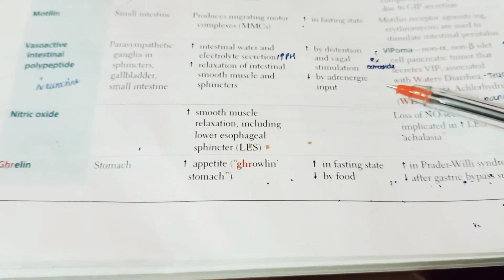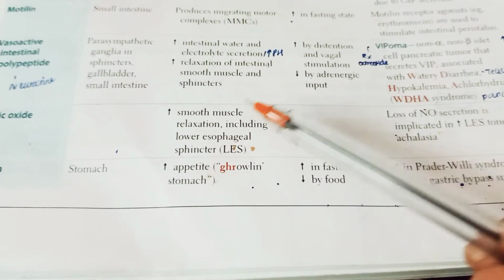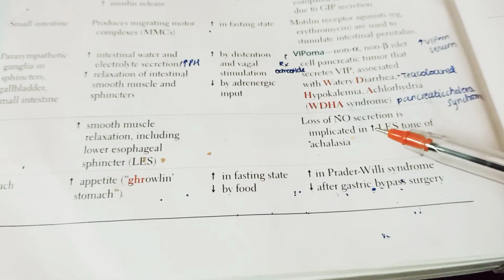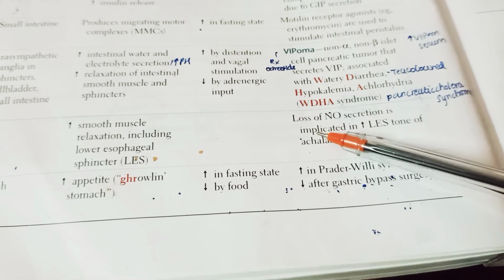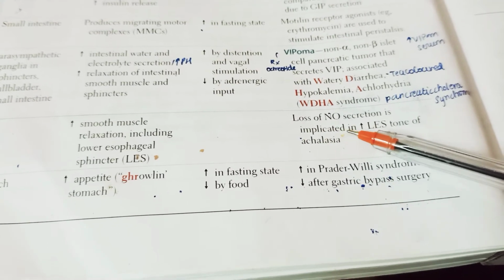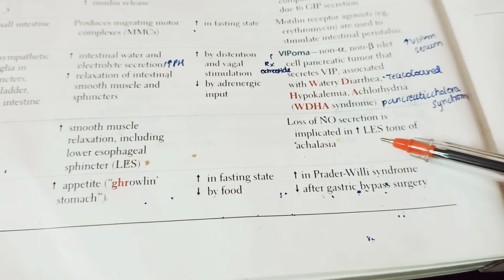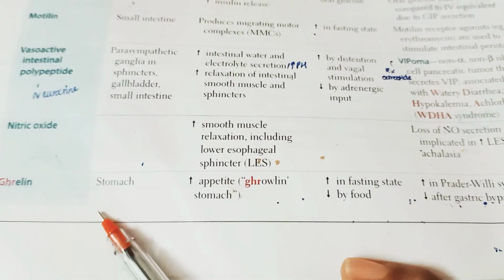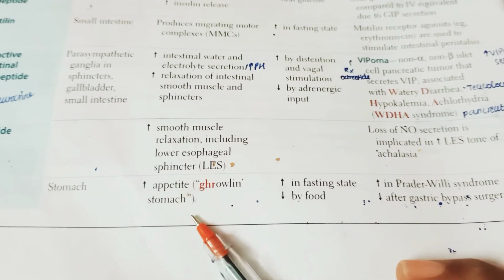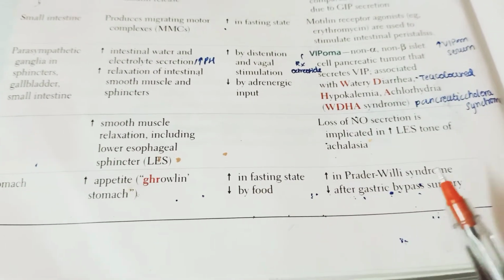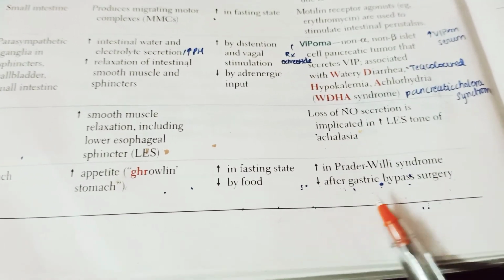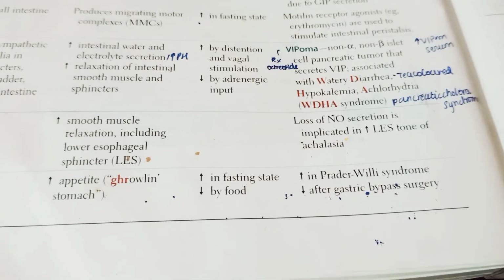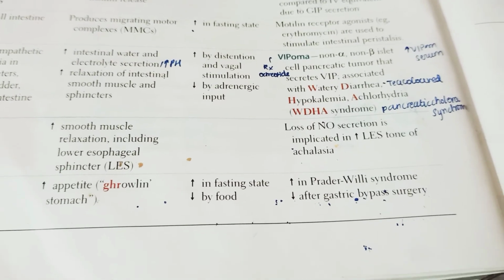Next, coming to nitric oxide. Nitric oxide's action is to increase smooth muscle relaxation, including the lower esophageal sphincter. So loss of nitric oxide secretion is implicated in increased lower esophageal tone in achalasia. Next, ghrelin. Ghrelin is from the stomach. It increases appetite. It is increased in the fasting state and decreases when you are eating food. It is increased especially in Prader-Willi syndrome, and it also decreases after gastric bypass surgery.